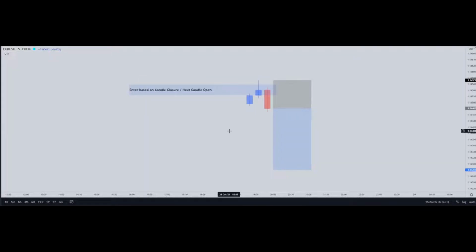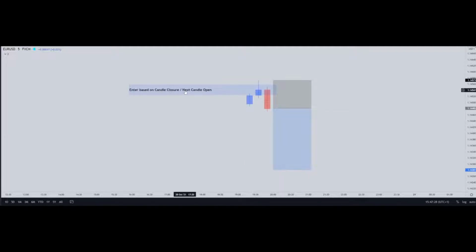Number 2 is entering based on candle closure or next candle open. All that you're looking at here is when price taps into your supply or demand zone. In this example, when price formed the bearish engulfing, you will enter straight away based off that closure, on the next open of the candle. You may get a little bit of drawdown on this one. For example, it may wick above before continuing bearish. It's very simple, but it works.